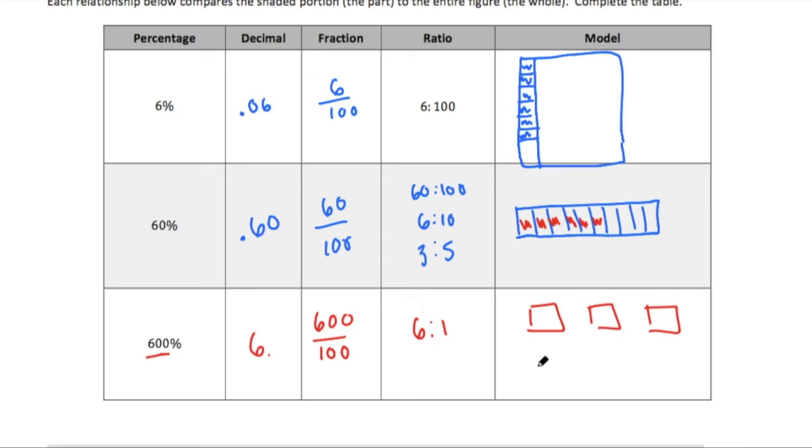For the visual, we're going to make 6 separate boxes. And the reason why this is different than 6 boxes out of something else is each of these boxes is its own whole. So if they're all connected, we can interpret that as one whole broken into pieces. These are separate individual boxes, so these are each 100%, so 6 of them makes 600%.